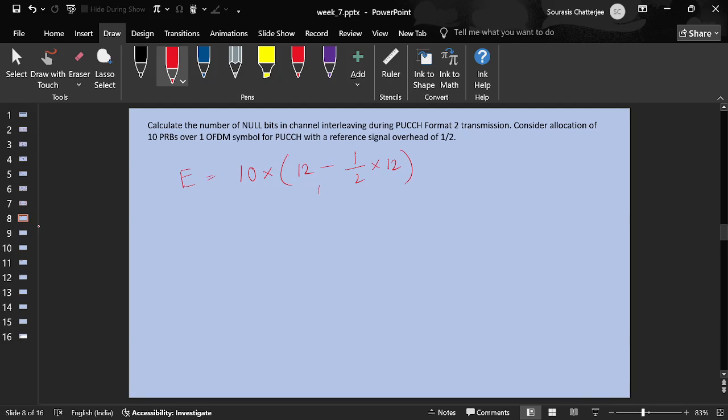Any modulation order? Nothing is explicitly mentioned, so it's QPSK only. By the way, this is a good point: when is PUCCH going to use QPSK and when can it use a higher modulation scheme? Can one of you throw any light on that?